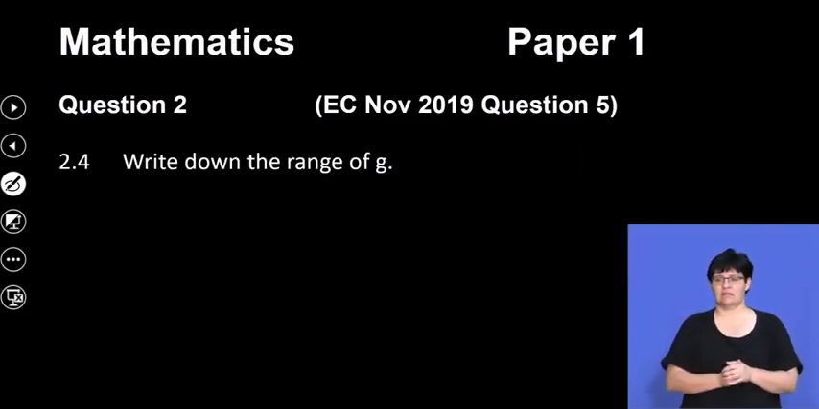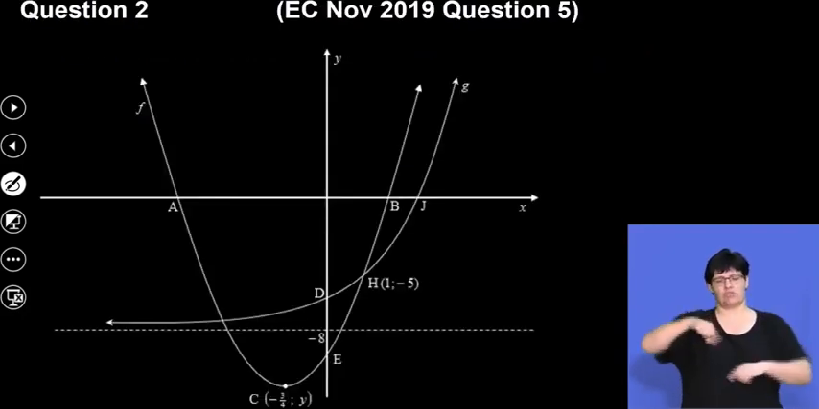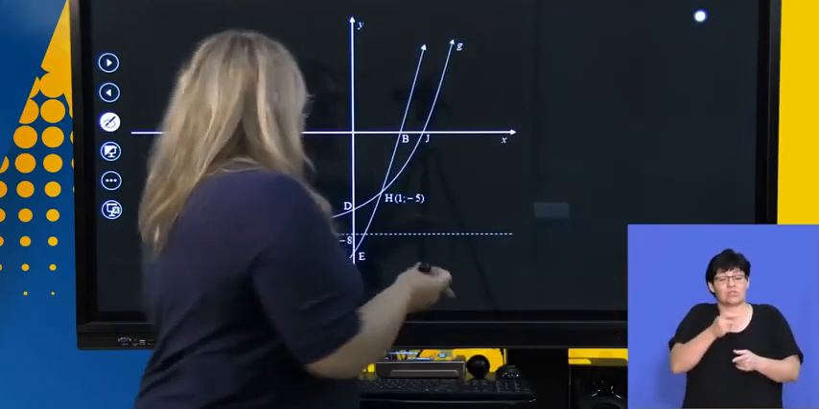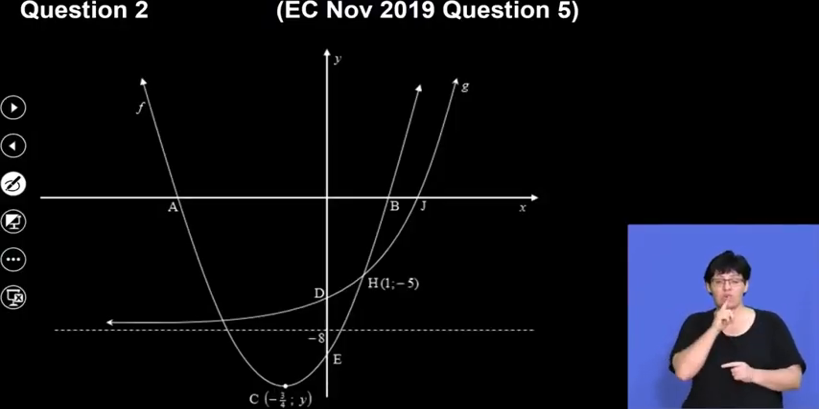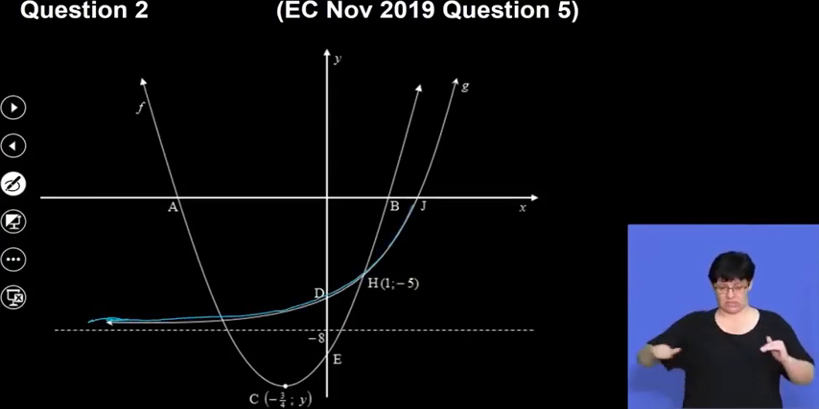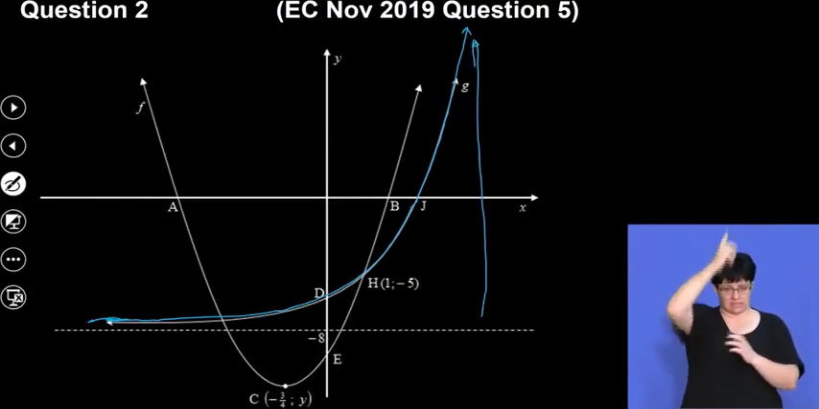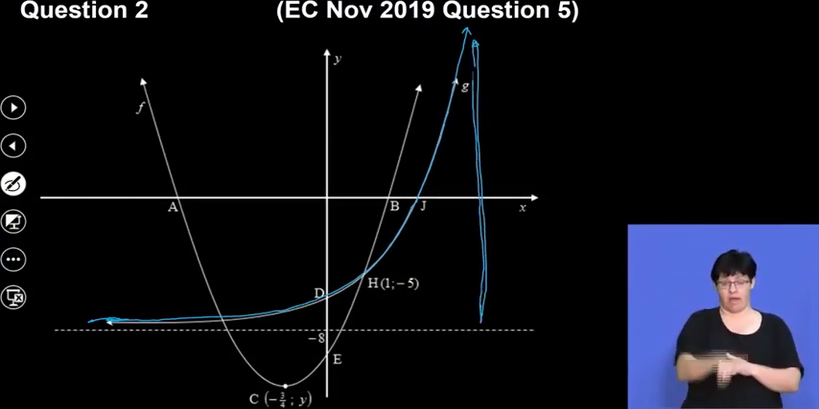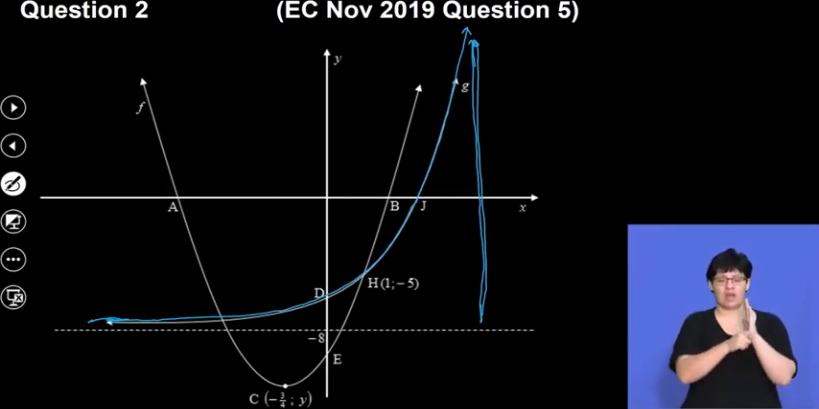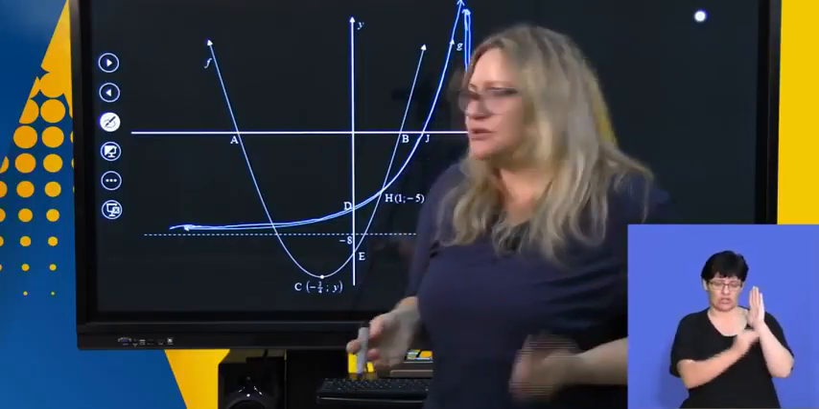All right, we're asked to write down the range of G. Okay, so remember the range is all the y values for which that function exists. So we can see that the exponential function exists all the way down to the asymptote, and then going all the way up to plus infinity. So we can see those are the values of y for which this function exists, that exponential function. So we can write an inequality. You can use an inequality, or you could use interval notation. Either would be absolutely fine.